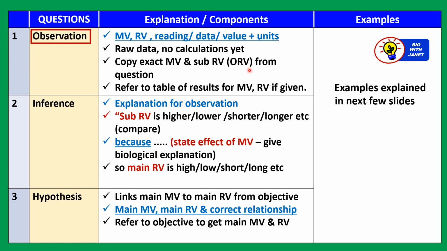Then you have to copy the exact MV and sub-RV or operational RV, ORV, from the question if the question is given in a guided experiment. For example, the sub-RV for an enzyme experiment on amylase will be, for example, time taken for the iodine solution to remain brownish yellow, or time taken for the hydrolysis of starch to be completed. But some students, if they are lazy, they just write time taken. That's wrong.